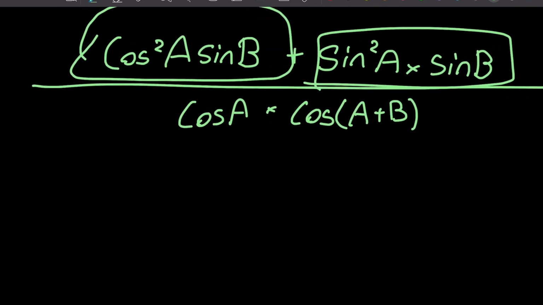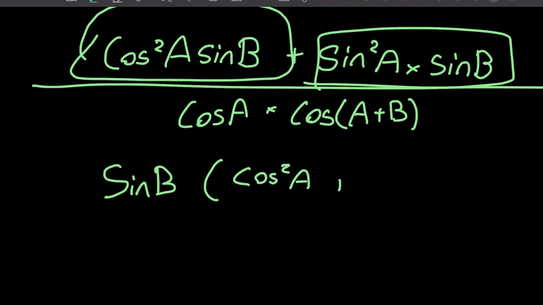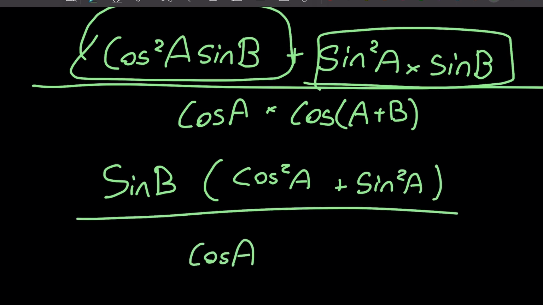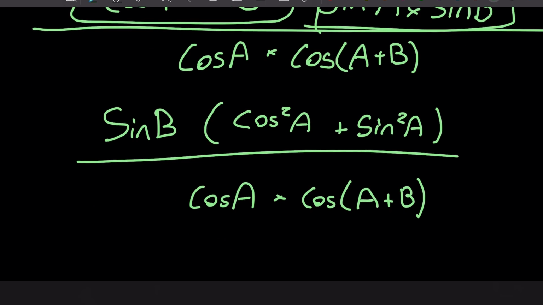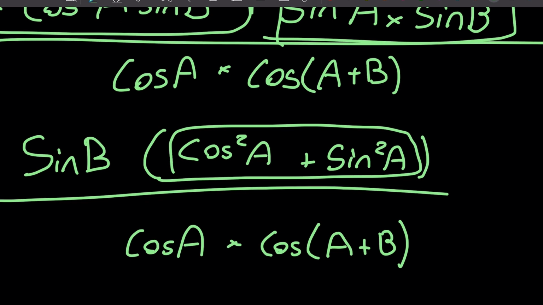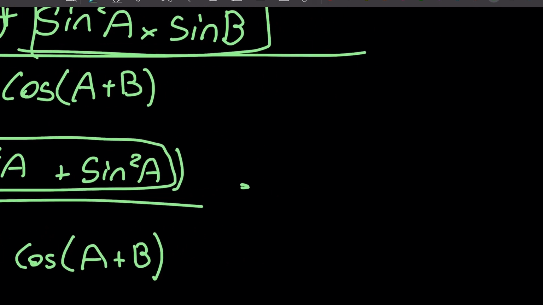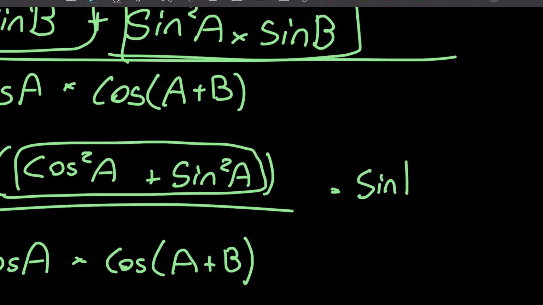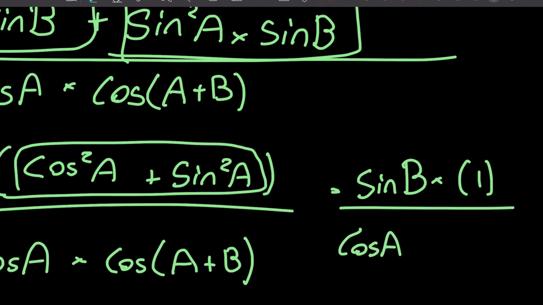So we'll take that out. So we'll have sine B, and then we'll multiply it by cos squared A plus sine squared A over cos A times cos of A plus B. Now if you notice, this is actually in the form of the fundamental trigonometric equation, which is equal to 1. So what this is equal to is just sine B times 1 over cos A times cos of A plus B.